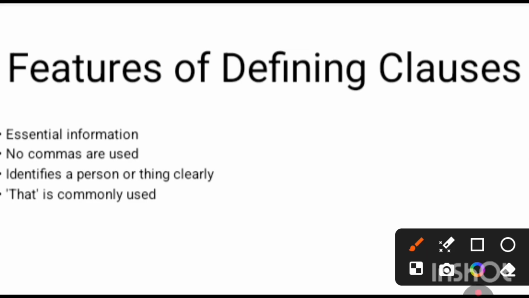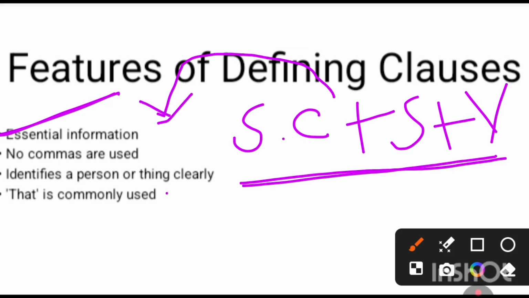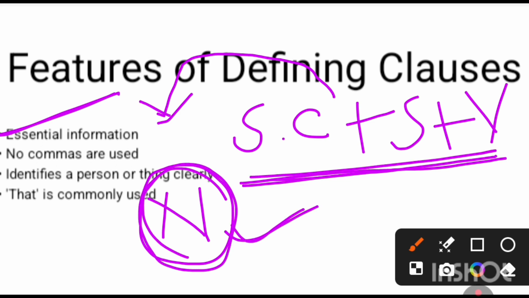Friends, so for defining clauses, these are the features. That means it is essential information. That means, friends, subordinate conjunction plus subject plus verb without comma. Without comma. It is very much essential because it identifies the antecedent. That means before the noun, wherever it is written, if we want to identify the noun, this part is very much essential. This is the meaning.